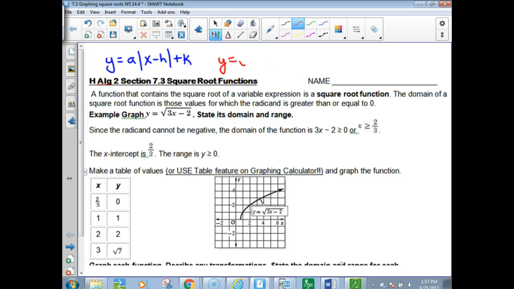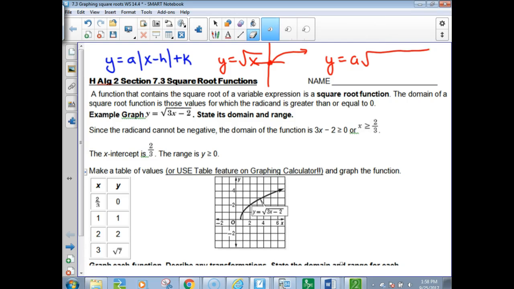The parent graph for these is y equals the square root of x, which is simply a square root graph that looks something like this and goes through the origin. All other graphs will be related to it. Y equals a times the square root of x minus h plus k, where again there are shifts of the graph. This is the parent graph. This is a shift of the graph. A stretches or flattens, h shifts it horizontally, k vertically.